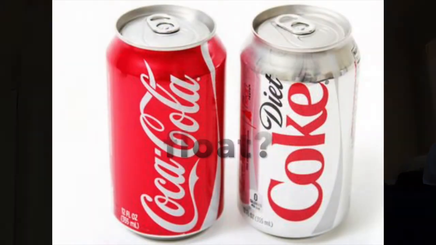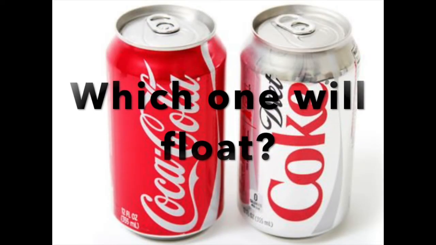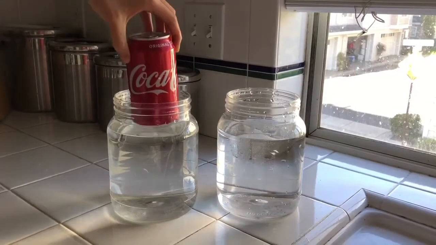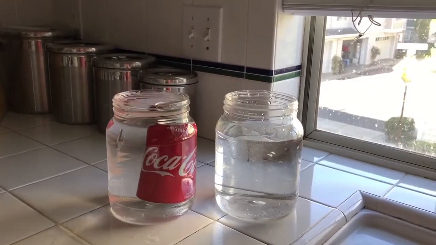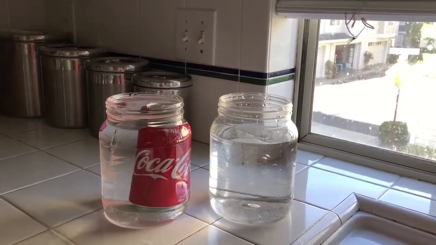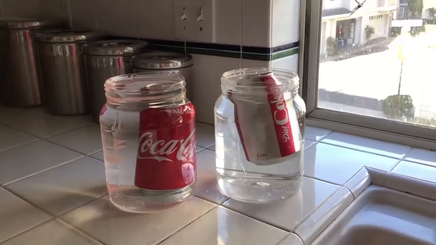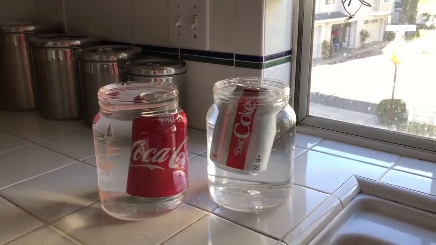Let's predict which one we think will float. Remember, objects that float in water are less dense than water, and density is defined as mass over volume. Alright, let's test our hypotheses. The regular soda sinks. That's because it has a greater density than diet soda. Diet soda has no sugar in it, giving it a smaller mass over the same amount of volume as a regular soda. Cool, right? Alright, here's our last demo.